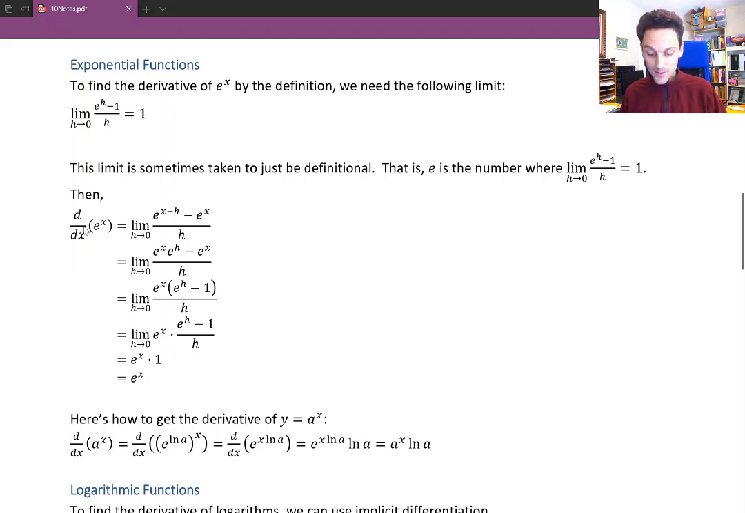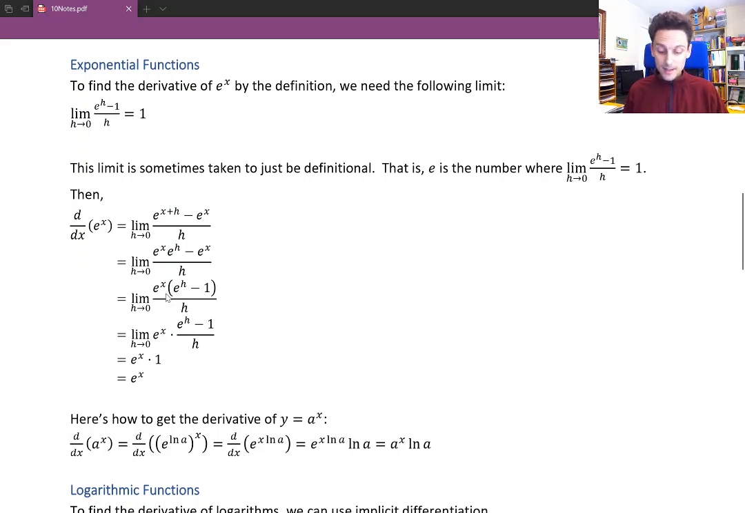So with that under our belt, we can say that the derivative of e to the x by the limit definition of the derivative is the limit as h approaches 0 of f of x plus h, which looks like e to the x plus h, minus f of x, which looks like e to the x, all over h. We can break up e to the x plus h into e to the x times e to the h, and then factor out an e to the x from each of the terms on top to get e to the x times e to the h minus 1, all over h inside.